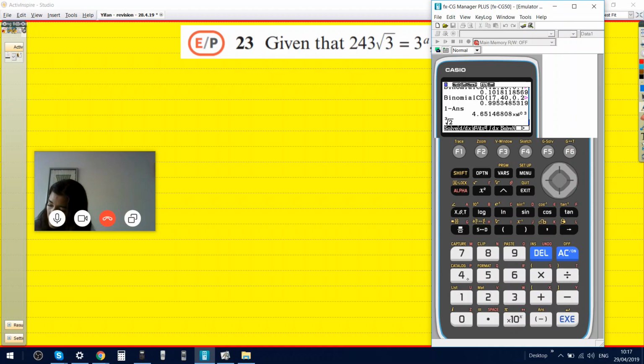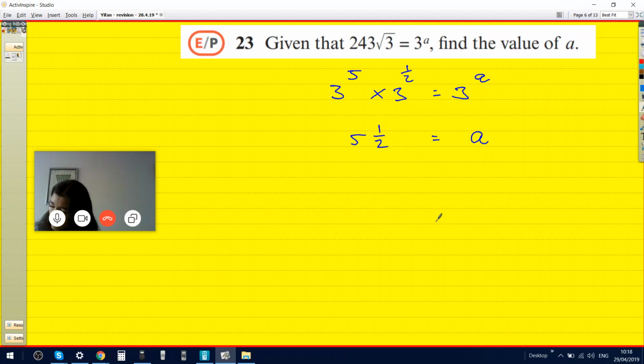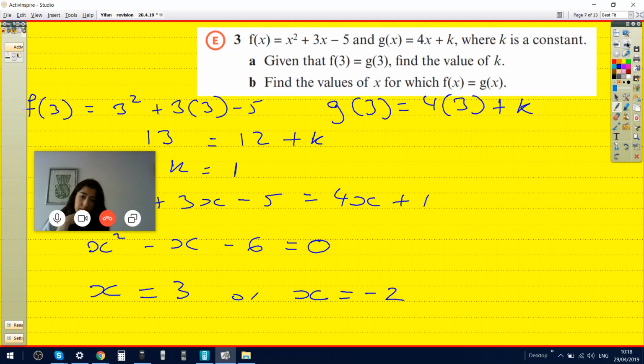Cube root. Why? Hang on. Okay. 3 to the power of 5 equals 243. Yeah. What will this be to the power of something? Half. So 5 times a half. But you add them. Yes. Eleven over 2. 3 to the power of 11 over 2. Yeah, 5.5. I think that's fine.